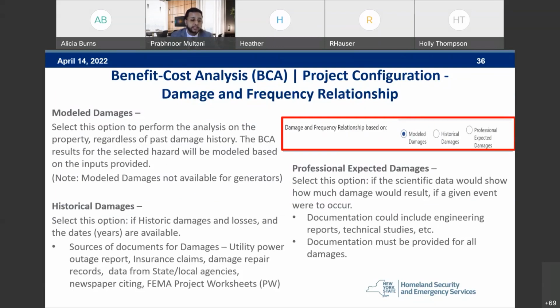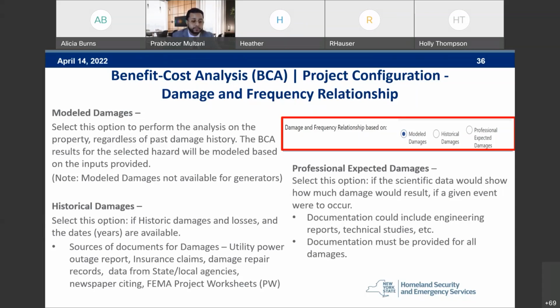Now, you can select this option to perform the analysis on the property, regardless of past damage history. The BCA results for the selected hazard will be modeled based on the inputs provided. So if we were doing a roof diaphragm retrofit and we wanted to use model damages, based on the location of the project, the toolkit will determine the wind intervals for that location and the damages that will be modeled based on those intervals. Note, model damages are not available for generators projects, unfortunately.